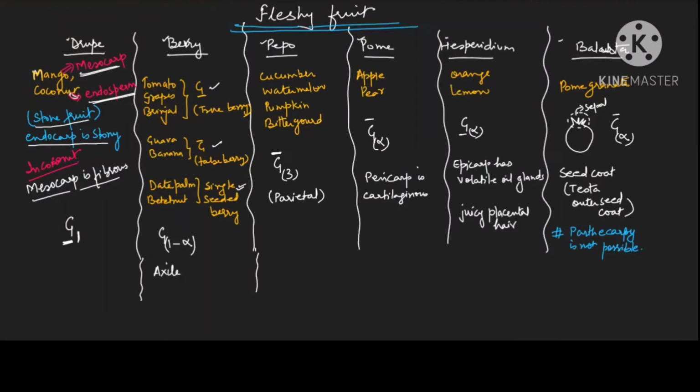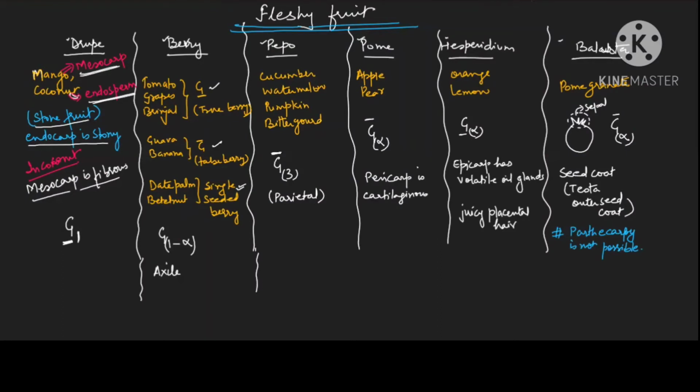Ovary is superior, but with many carpels, so we say infinite carpel. And you know very well, it's a type of simple fruit. Obviously, it is a syncarpous condition. Now, when you think of balausta, think of the pomegranate. When you think of pomegranate, you find a crown-like structure present. That crown is nothing but persistent sepals.